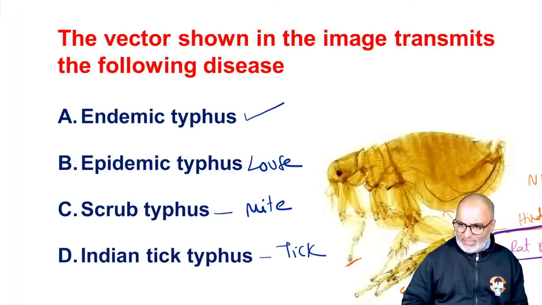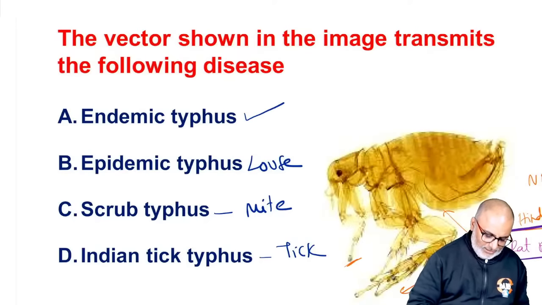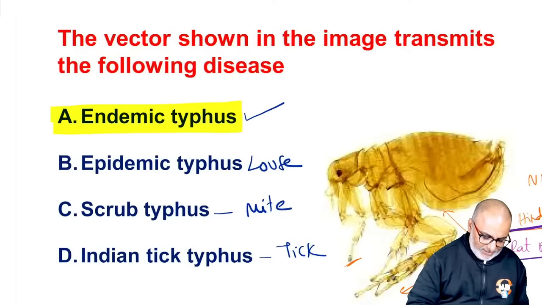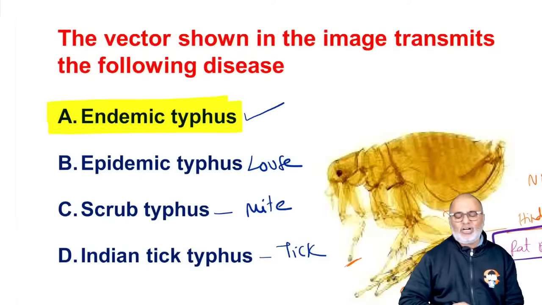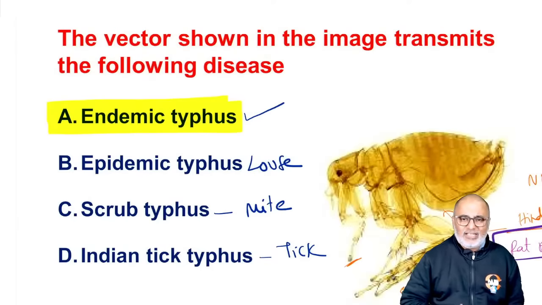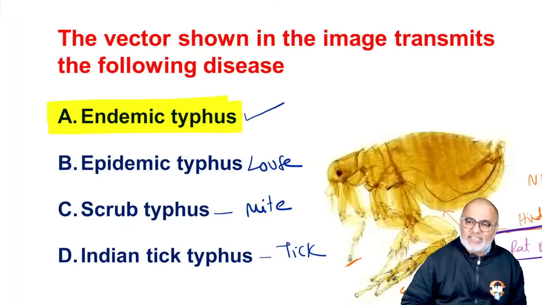So easily you can make it. Rat flea is endemic typhus. Like that, you need to know how to identify other vectors and the diseases for which they are acting as a vector. You should know the diseases.